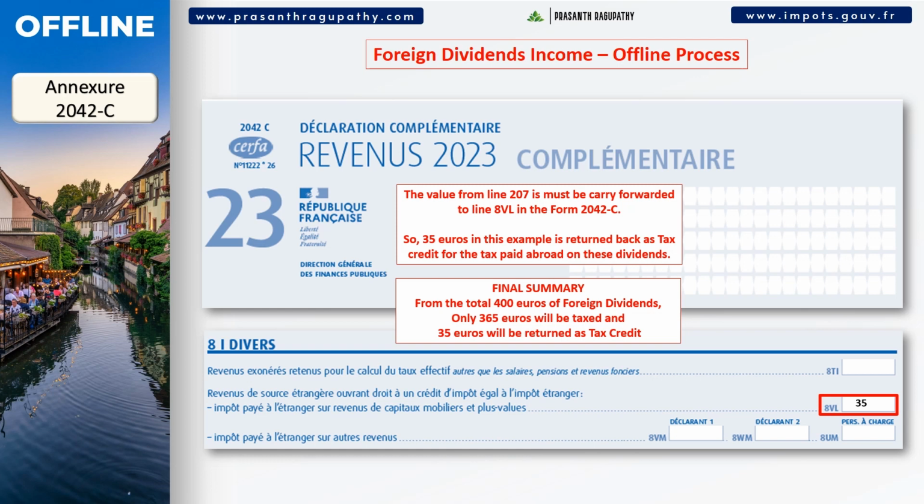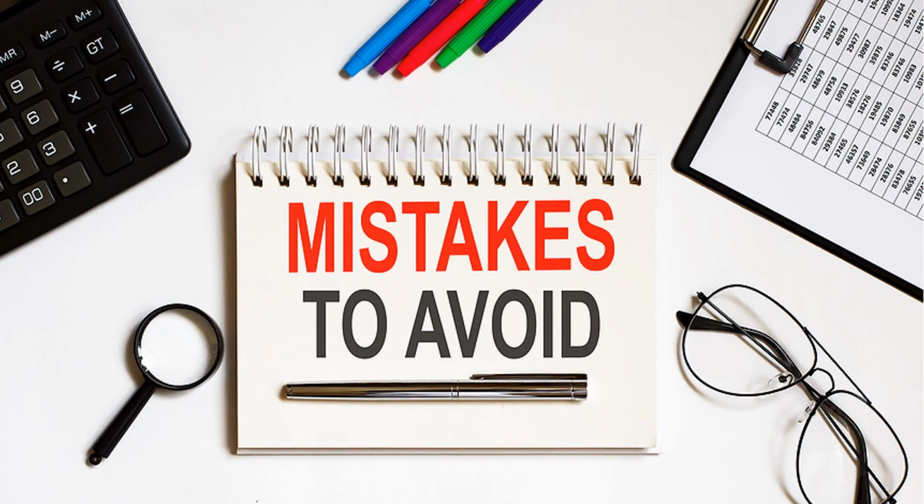Now let me summarize the declaration of foreign dividends. From the total 400 euros of foreign dividends, only 365 euros will be taxed and 35 euros will be returned as tax credit. Here are a few mistakes to avoid while declaring foreign dividends. Unfortunately, a lot of YouTube videos have the second mistake.